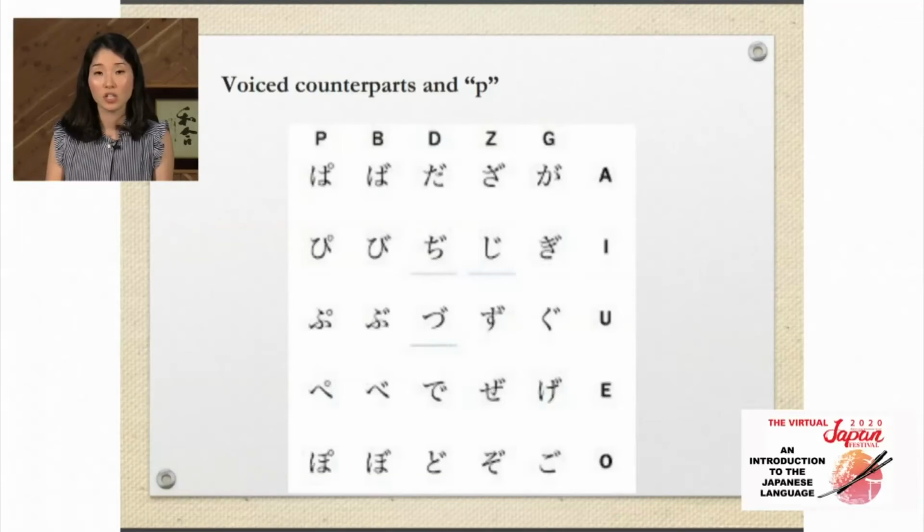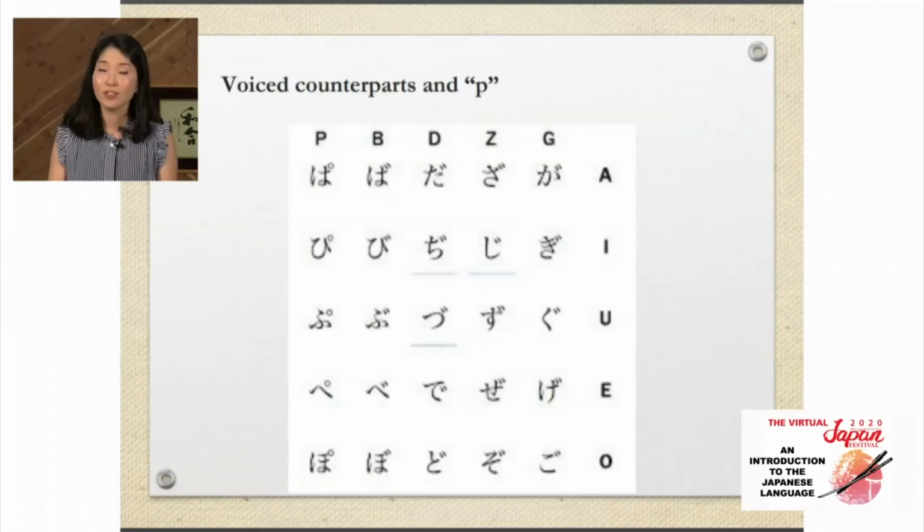The next line, S line, sa, shi, su, se, so. S sounds become z when voiced. So with the tiny dots, the pronunciation is going to be za, ji, zu, ze, zo. The second one is not z, it's j. Now the next one is T line, right? T sound becomes d with the voiced, so the 2 dots together, da, ji, zu, de, do. Now be careful that ji is not di, it's ji. And then the third one is not du, it's zu. Okay, so da, ji, zu, de, do.